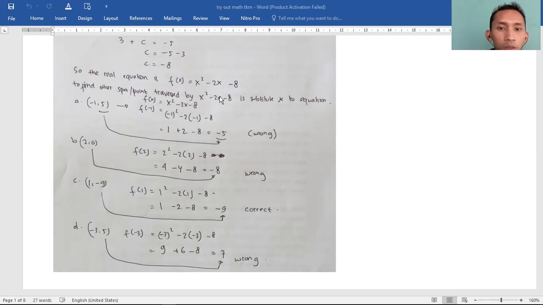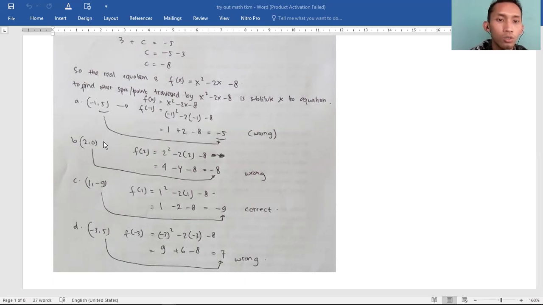When x is put into the equation, the result must be equal to y. So here I put -1: -1 squared minus 2 times -1, minus 8. So this is 1. -2 times -1 is +2. And -8 is equal to -5. So this one is -5 and here is 5. So that's different. So it is a wrong answer.